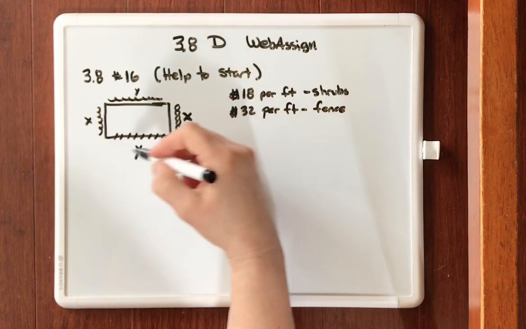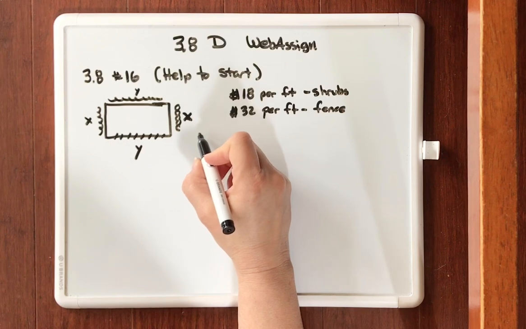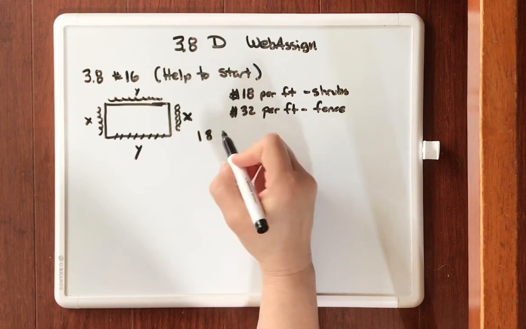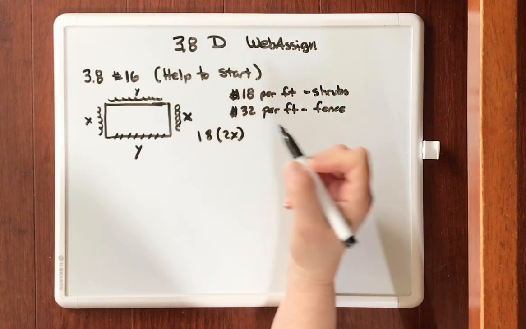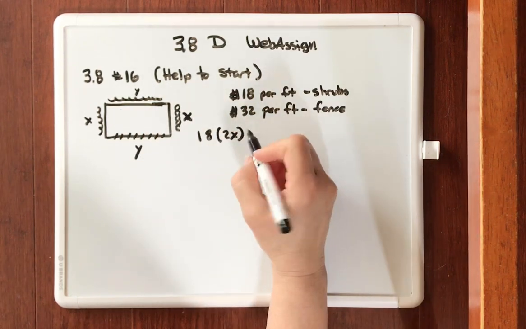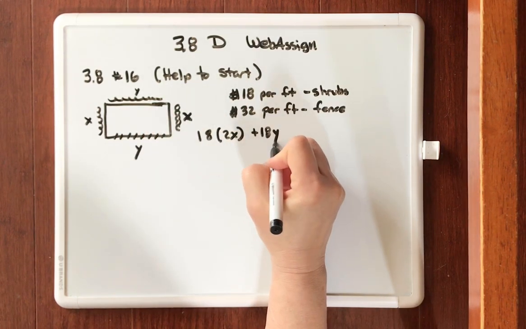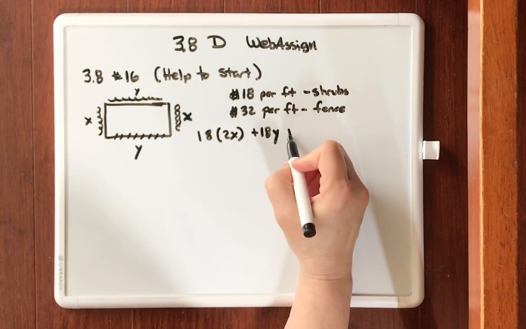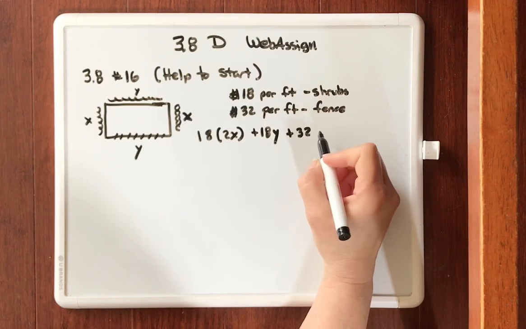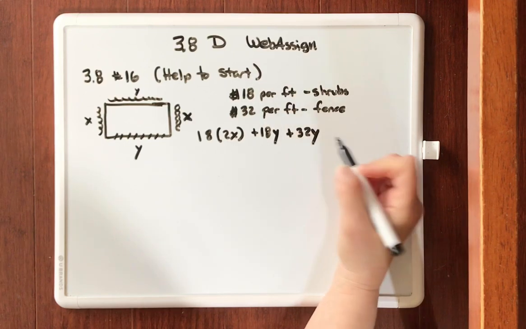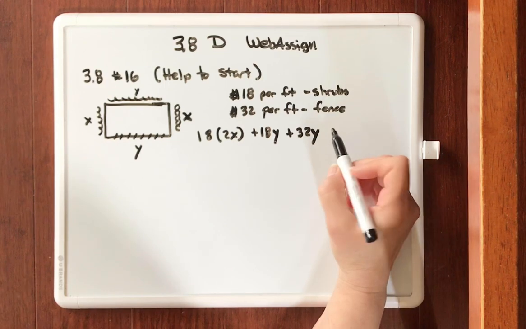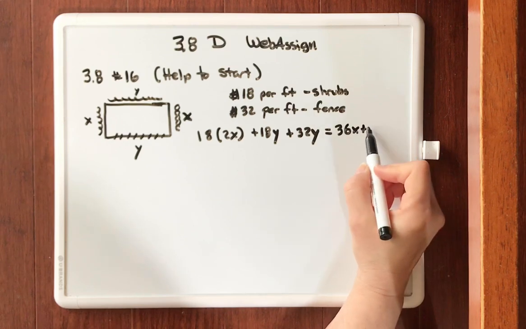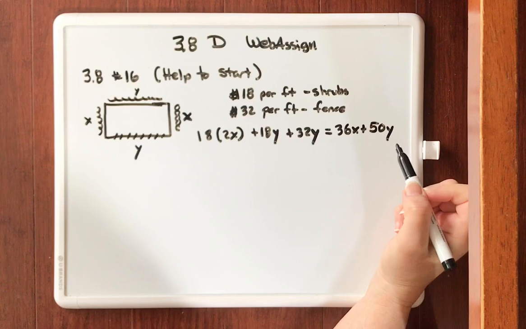All right, so if we were to add all these up, our cost, we have $18. All right, and we have two X's. Okay, now we have $18 for one Y, because those are the shrubs, two X's and one Y. And now we have a fence, which is 32 for the fence, 32Y. Okay, so our equation is going to be 36X plus 50Y.